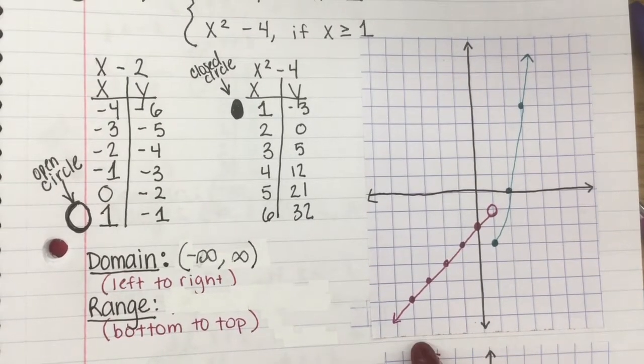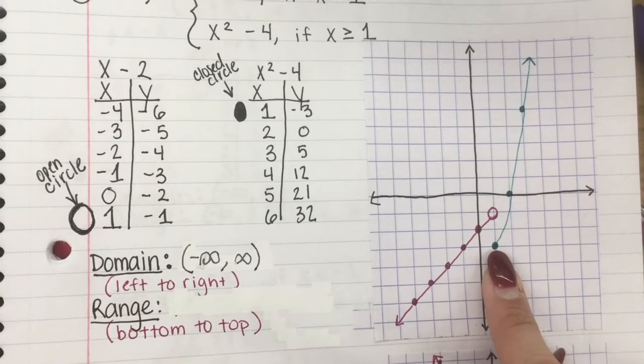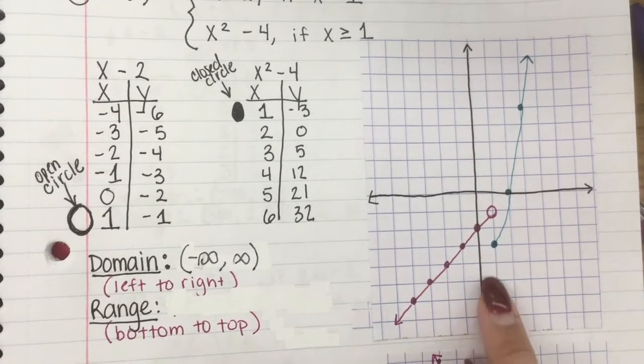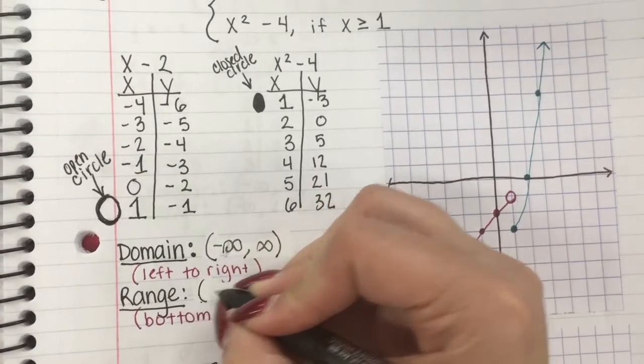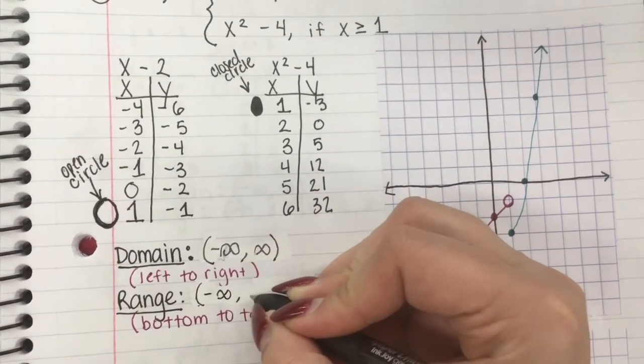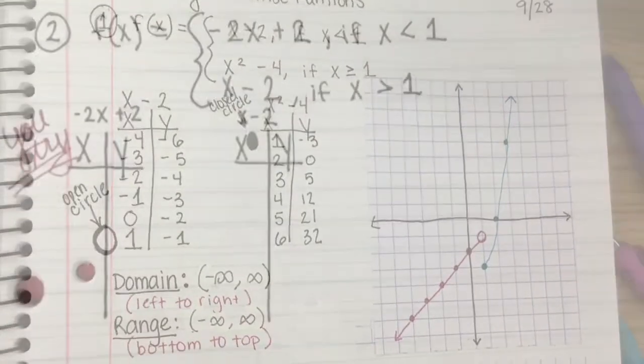The range is very similar as we come up from the bottom and go to the top. That first y value that we see is negative infinity. And even though there's a gap in that first graph, the second graph makes up for it. So we have all y values from negative infinity to positive infinity here.